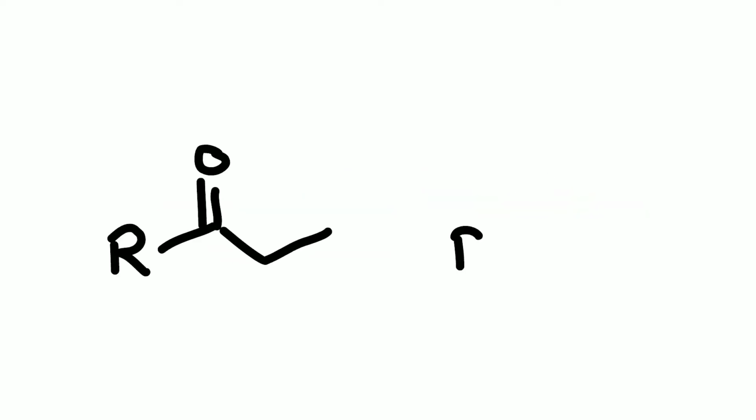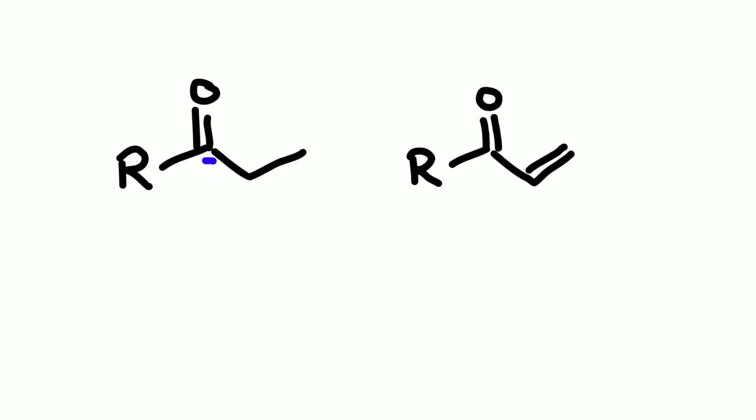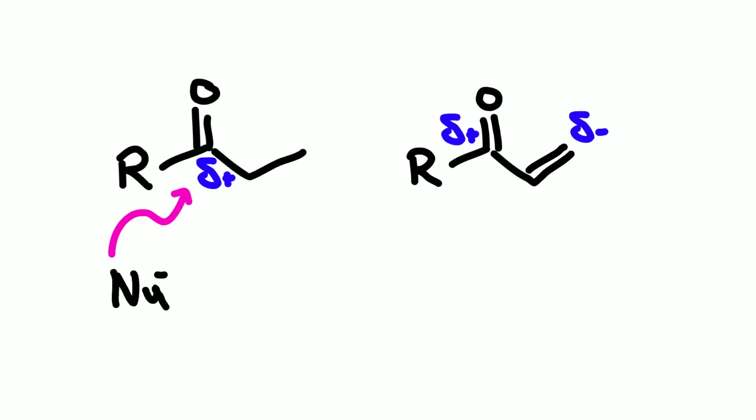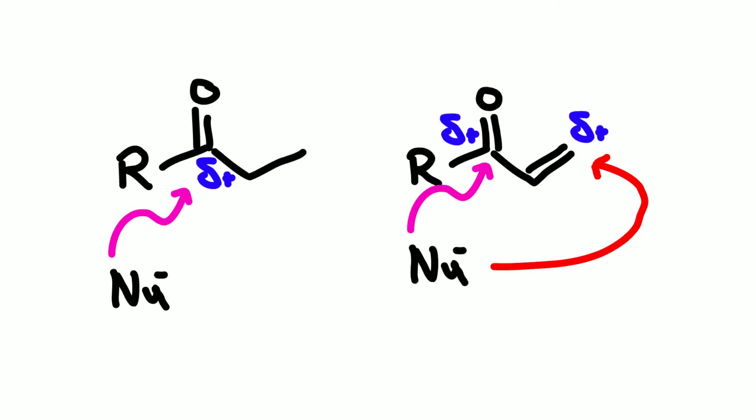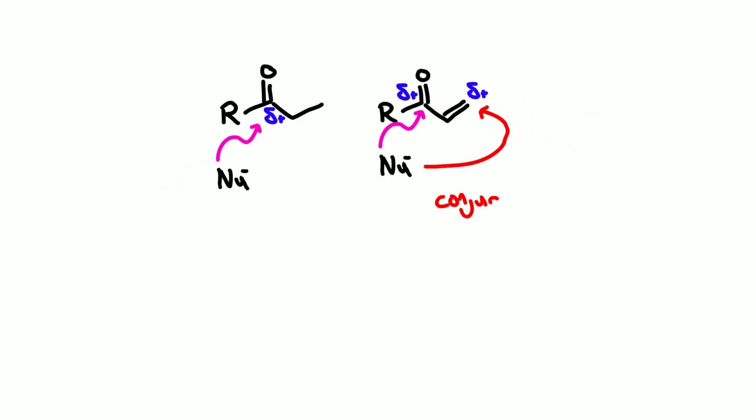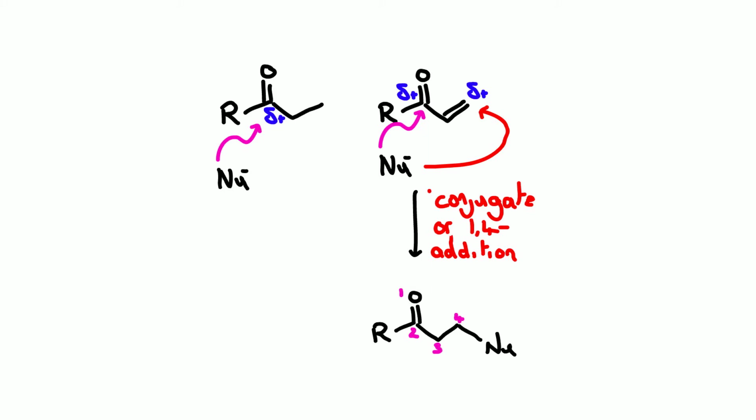Nucleophilic attack on a carbonyl followed by protonation is a 1,2 addition process. If the carbonyl is conjugated to an alkene, a second mode of addition is possible, where the nucleophile adds to the beta carbon to give a 1,4 or conjugate addition.